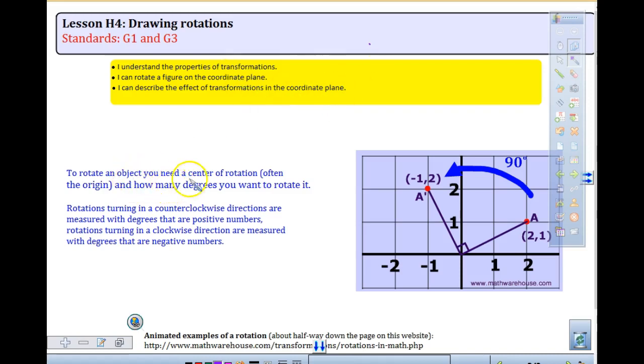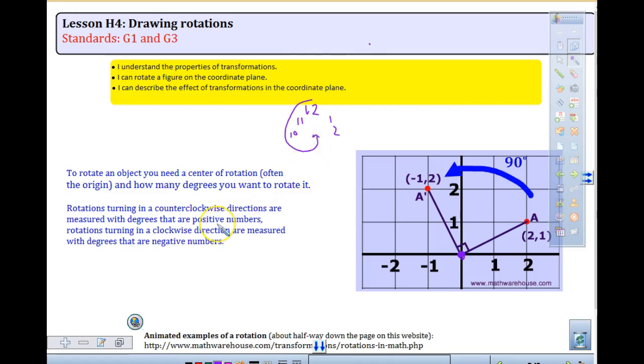To rotate an object, you need to have a center of rotation. Ours is almost always going to be the origin. So think, where is the origin? And we are just going to be looking at how many degrees to rotate. Rotations are turning counterclockwise. If you're thinking counterclockwise, remember the clock numbers: 12, 1, 2, but going 11, 10. So counterclockwise is going around this direction.